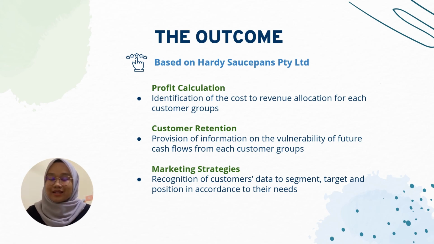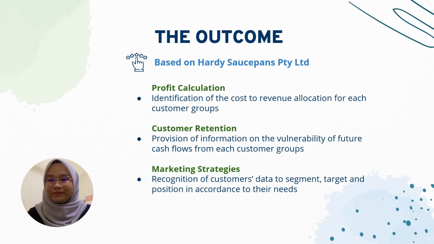With the usage of CPA, the company can find out information on the potential future cash flows for each group, allowing them to forecast which customer will be the most loyal, how to ensure the customer's loyalty, or which group of customers the company should invest more in. Thirdly are marketing strategies. CPA aids the company in recognizing customers' details to segment, target and position them in accordance to their need. In this way, the company is able to find which group's cost of servicing can be reduced, or how to encourage each group of customers to buy more.